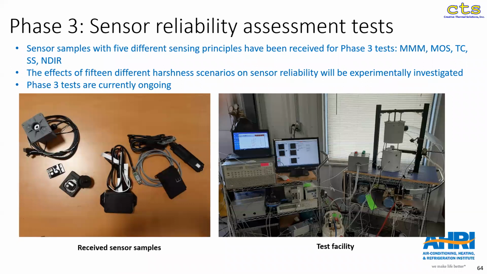Here you see for phase 3, we have received 5 different sensing principles, so sensor samples with these 5 different principles that are listed here. So we have identified these different harshness test scenarios, and this is what's now being investigated. On the left here, the images of the test samples. On the right here, another image of the test facility. Next, please.